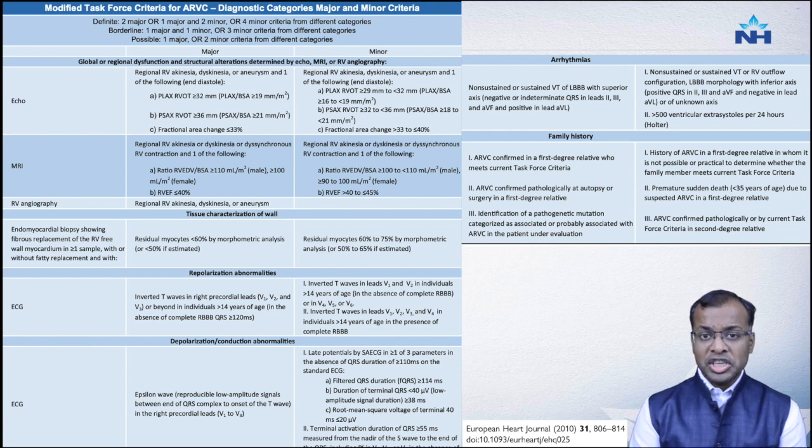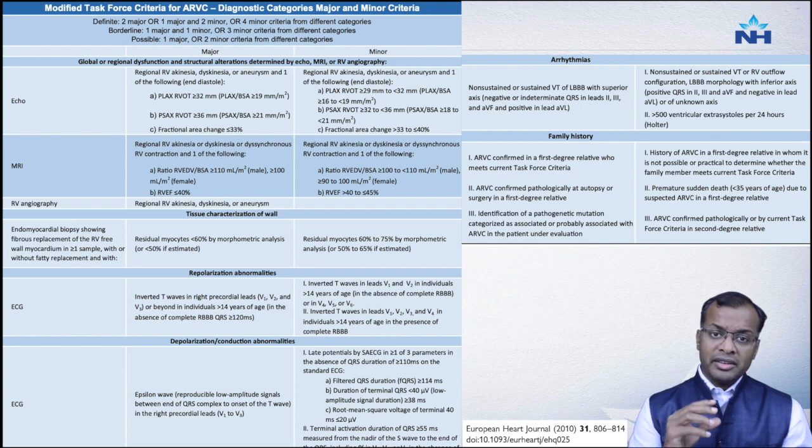And one thing which I like about this classification is that it basically talks about different components of the heart and the physiology. For example, we talk about the regional wall motion abnormality or structural alterations in the myocardium. There is a tissue characterization. Then there are ECG abnormalities, which are repolarization abnormalities or depolarization abnormalities. Then there is an arrhythmia component, and then there is a family history component. So you can have different components from different sections come together to help you in making the diagnosis.